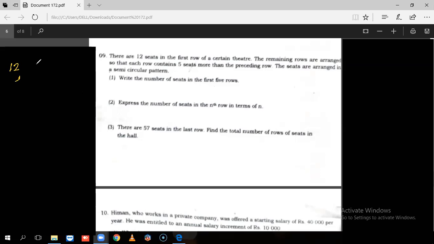12 plus 5 is 17. 17 plus 5 is 22. 22 plus 5 is 27. Then 27 plus 5 is 32. Then we can write it like this, right? 12, 17, 22, 27, 32. This is the number of seats in the first 5 rows. Express the number of seats in the nth row. That means you have to find the general term.